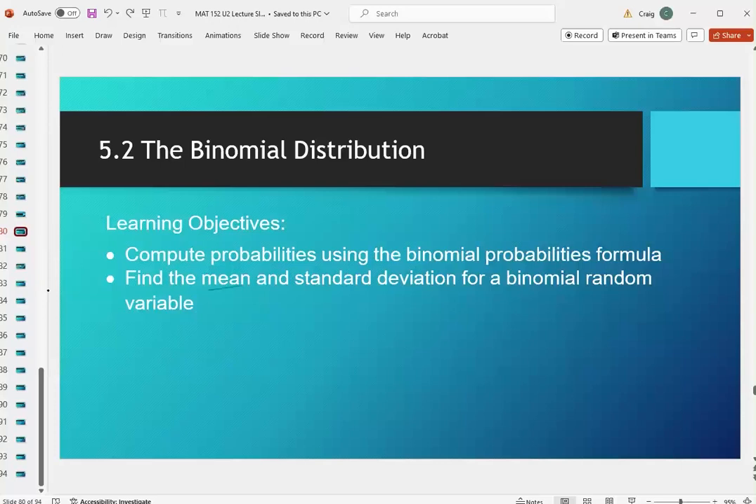And then we'll talk about how to find the mean and standard deviation of a binomial random variable, which is relatively straightforward, as you'll see.